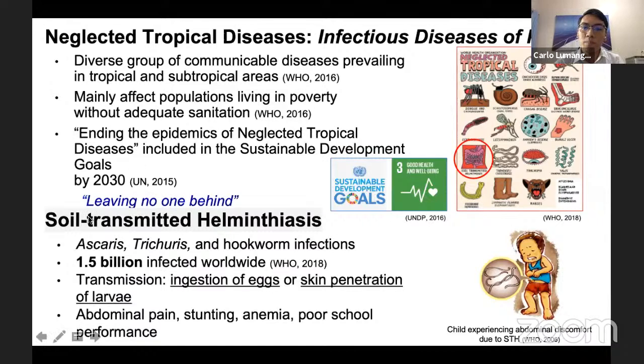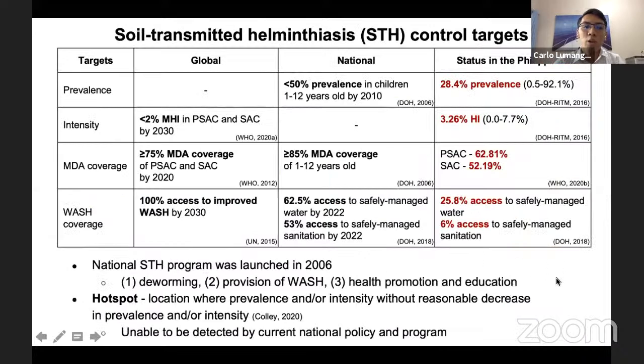Next slide, please. Global and national targets have been set for STH control. Among these are prevalence and intensity targets, as well as MDA and WASH coverage targets. The National STH Control Program in the Philippines has been implemented for almost 14 years with three main components: deworming, provision of WASH, and health promotion and education. For this presentation, a hotspot was defined as a location where prevalence and/or intensity does not show a reasonable decrease. In the Philippines, hotspots are unable to be detected by current national policy and program.